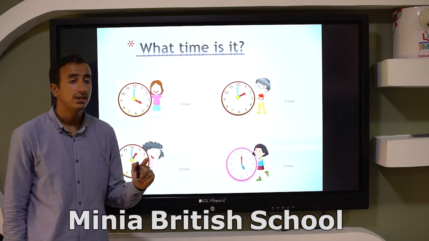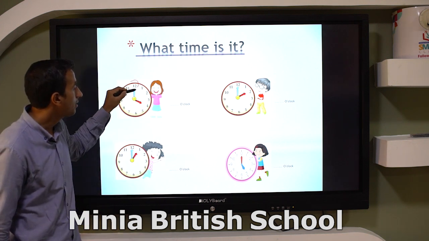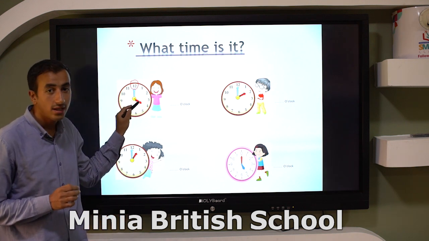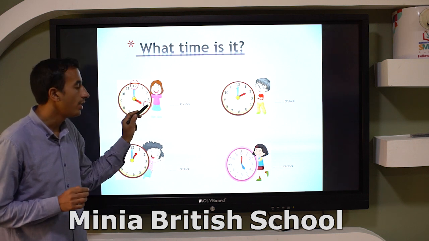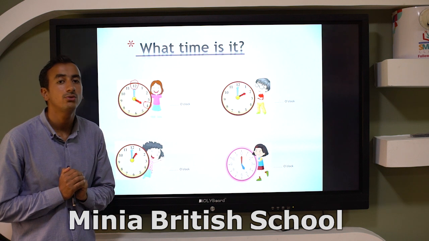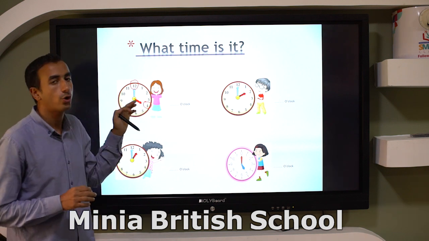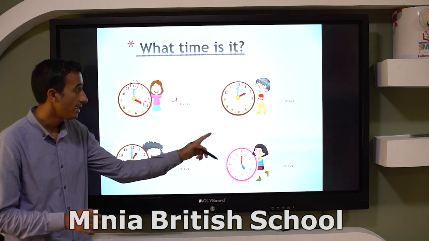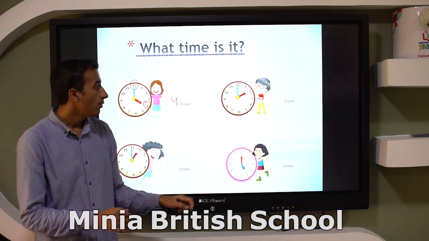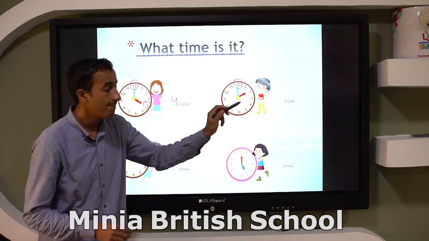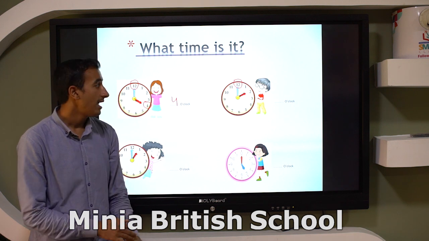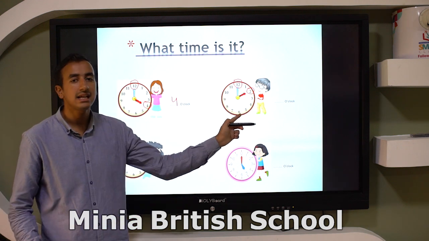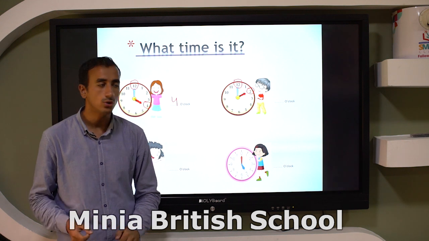What time is it? Look here, we have the long hand at 12, so it's o'clock. And the short hand has moved to the number 4. So the short hand refers to 4 hours. We can say that it's 4 o'clock. Again, look at this analog clock. We have the long hand at the number 12, and the short hand at the number 2. So we can say that it's 2 o'clock.